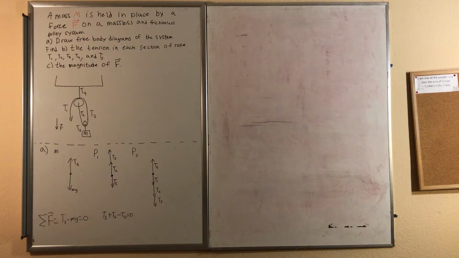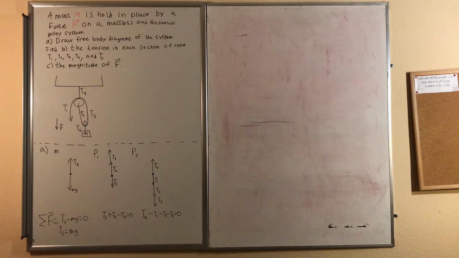And for pulley 2, T sub 4 minus T sub 1 minus T sub 2 minus T sub 3 equals 0. We can rewrite the mass one to be T sub 5 equals m times g by adding that mass over. We have the equations written, but so many variables.